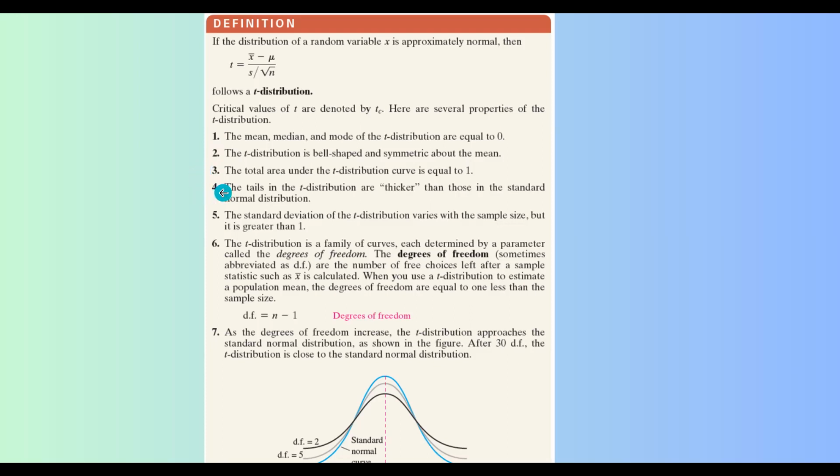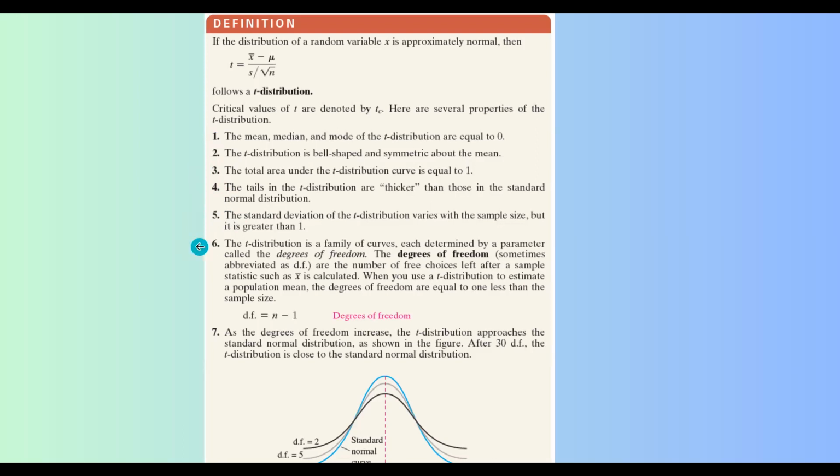4, the tails in the t-distribution are thicker than those in standard normal distribution. 5, the standard deviation of the t-distribution changes with the sample size, but it is greater than 1. Remember that when we had a standard normal distribution, the standard deviation was 1. But here for a t-distribution, the standard deviation is greater than 1.